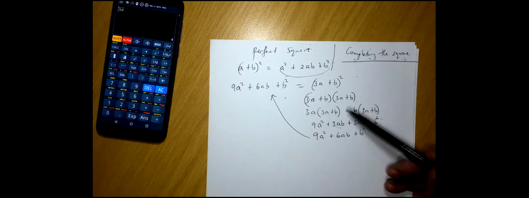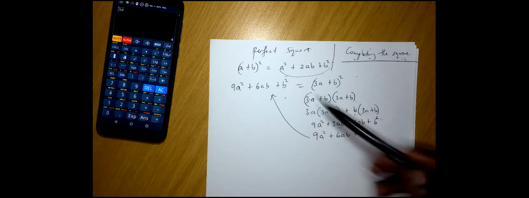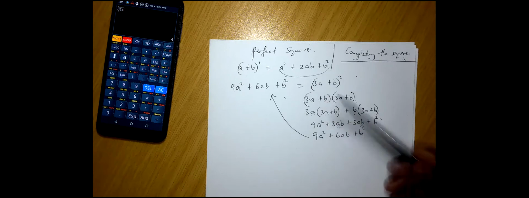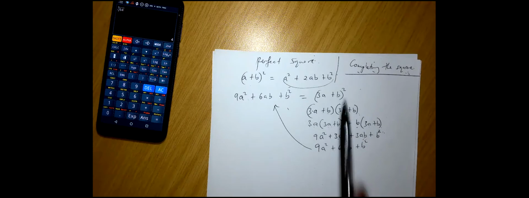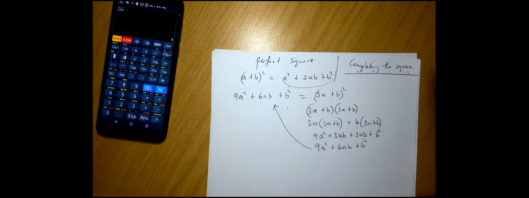In other cases, you need to remember this. You can be required to convert this into this, especially when you're completing the square while solving problems with circles.